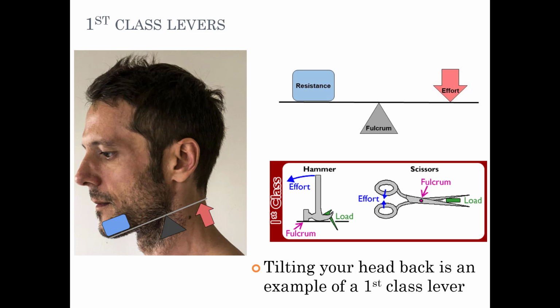When you tilt your head up, so you tilt your chin up, your head back, your face is the load. The fulcrum is the point where your atlas articulates with your skull, and the effort, of course, are your neck muscles. The trapezius muscle, for example, would contract and pull your head back like that. That's an example of a first-class lever.